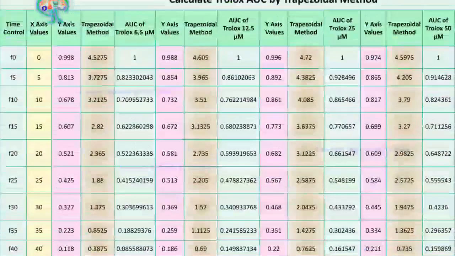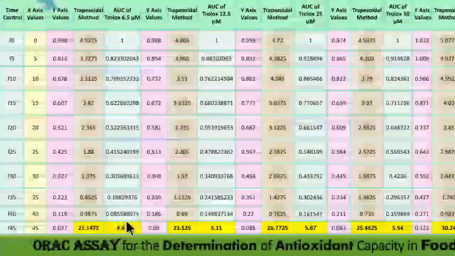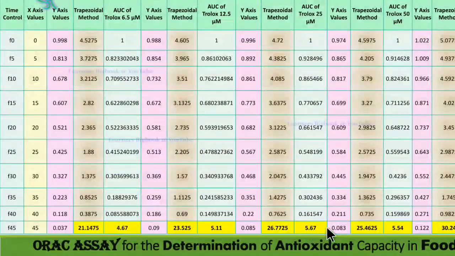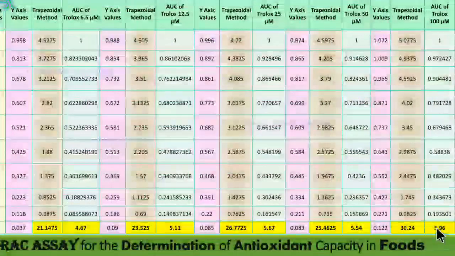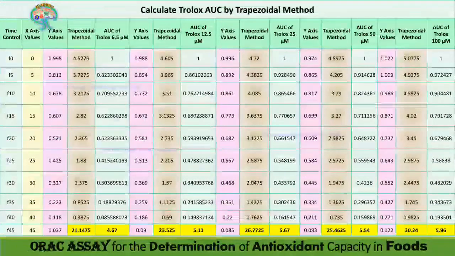Here you can see that, now whatever values we have got: 4.67, 5.11, 5.67, 5.54, 5.96. So the trapezoidal method is very easy and understandable, a very convenient way to calculate, and also very easy to learn and teach to the students.